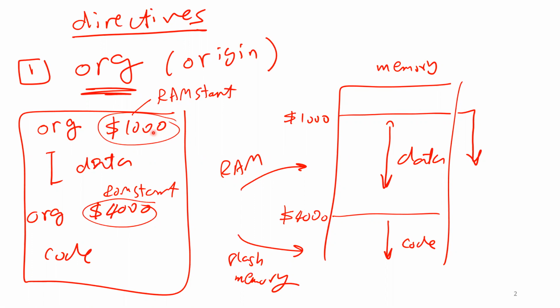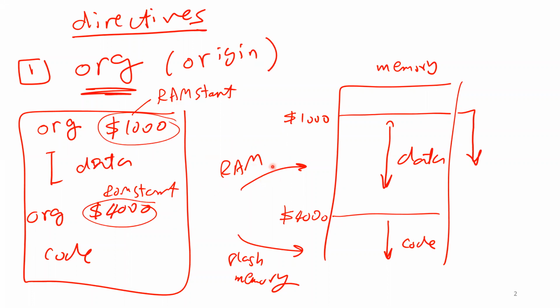Is that okay? Someone can ask me, why these magic numbers? Why 1000 and 4000? Okay, I'm gonna tell you. Is there a reason? Yes, there is a reason. Number one, you can put your program anywhere. It's up to you. But I like these 2 numbers. Why? Because 1000 is the beginning of our RAM.